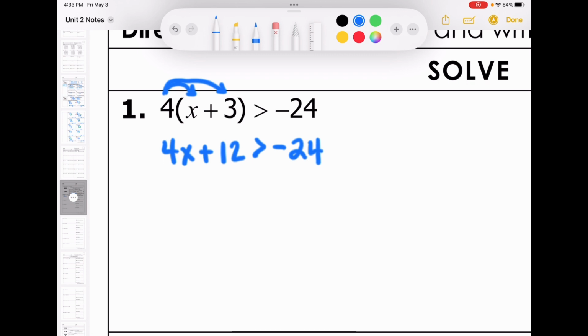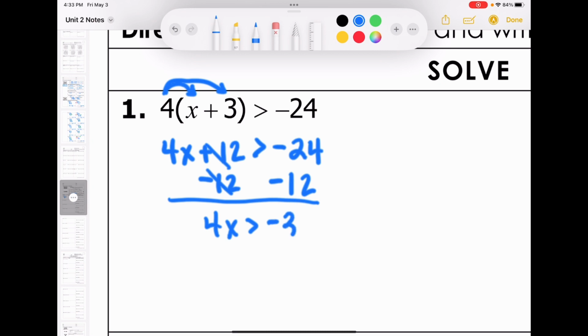Now I'm just going to solve it like normal. So I need to get 4x by itself. So to move that positive 12, I'm going to subtract 12 from both sides. And then negative 24 minus 12 is negative 36. And then the last thing I have to do is divide both sides by 4. So x is going to be greater than negative 9.